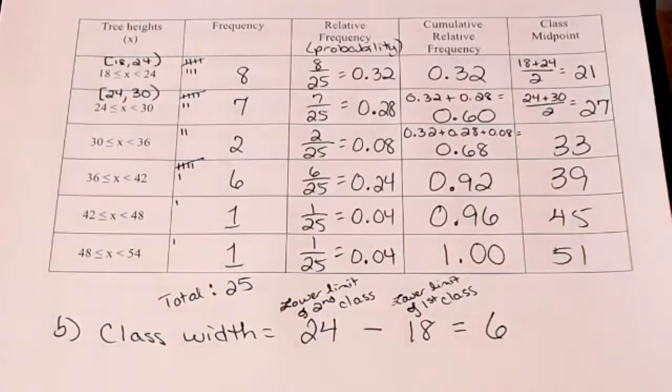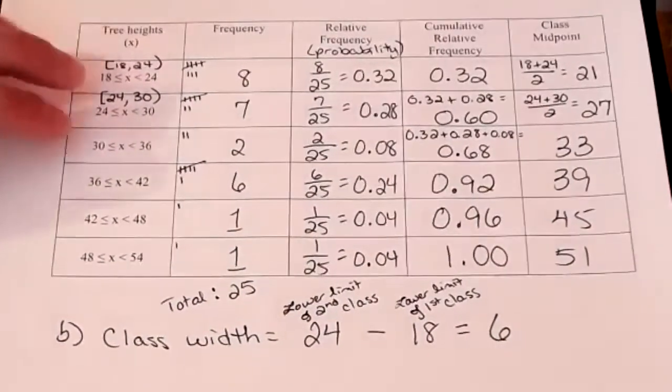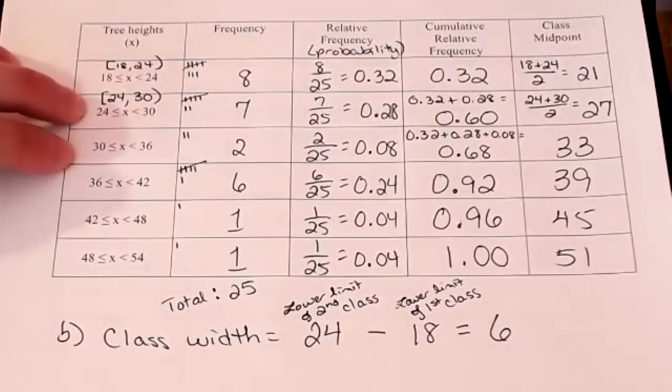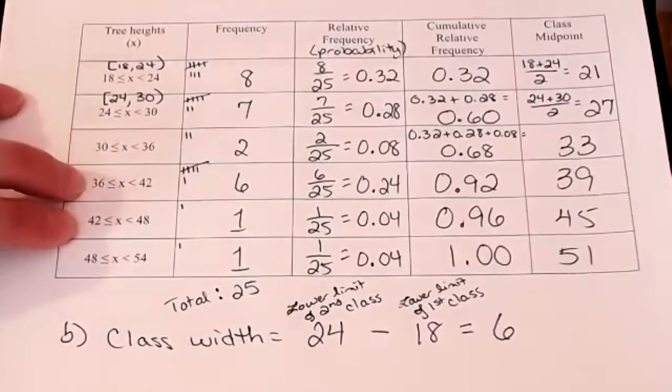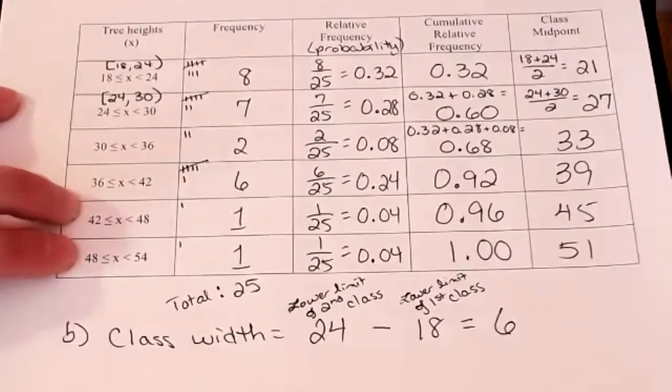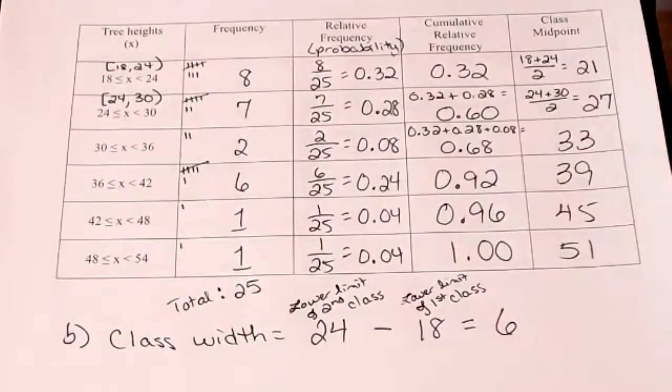So essentially that's a width between classes, right? If you took 30 minus 24, you'd get 6. You take 36 minus 30, you get 6. 42 minus 36, you get 6. So anywhere you move in this particular frequency table, your class width will always be the same. And that's the point.